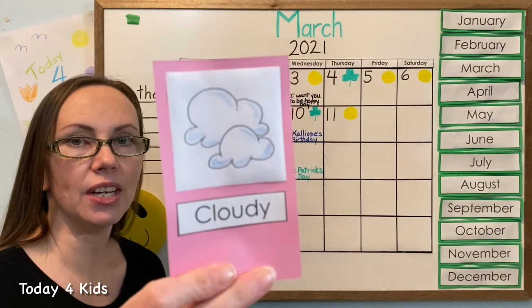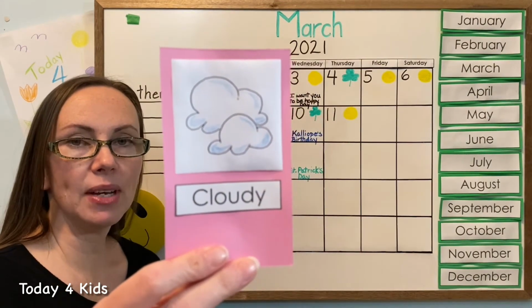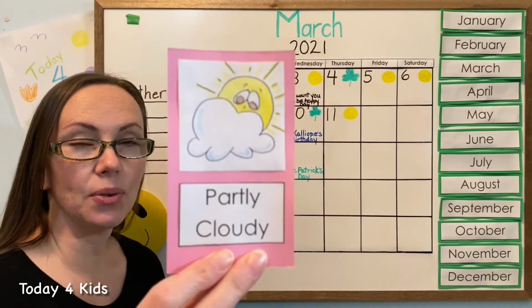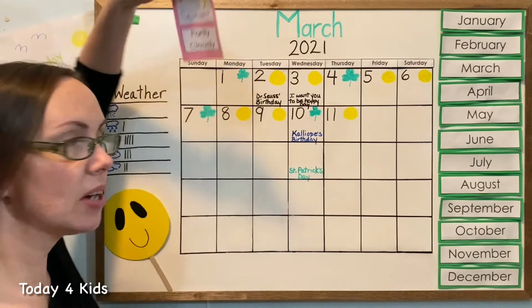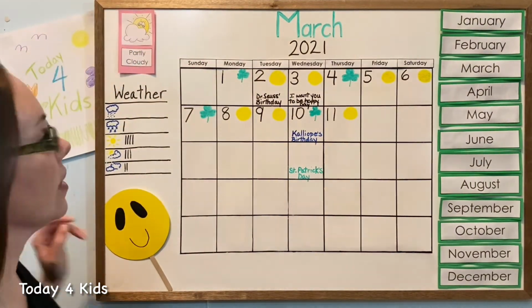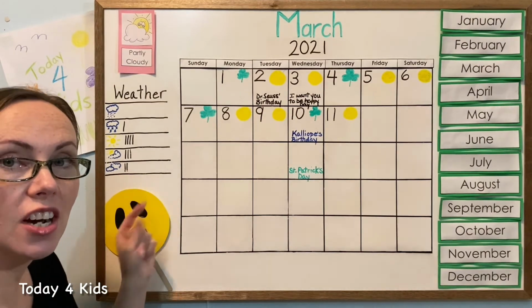What about cloudy? It's a little bit cloudy and a little bit sunny here. So it's partly cloudy and partly sunny. What about where you live? Is it partly cloudy, partly sunny? Put that up on our weather chart. And will you help me put the weather into our chart?